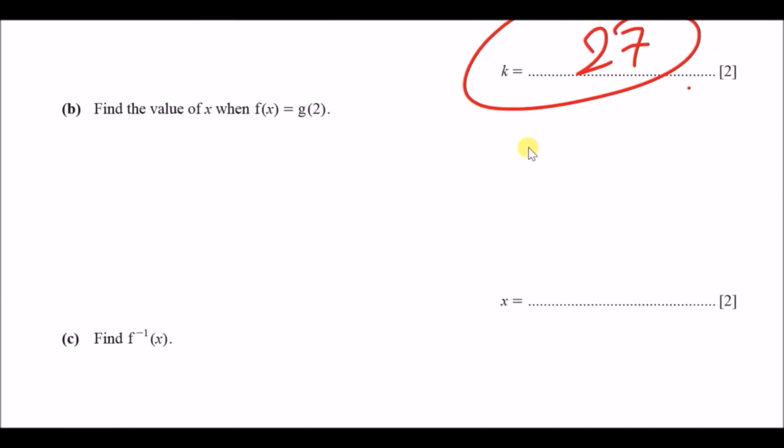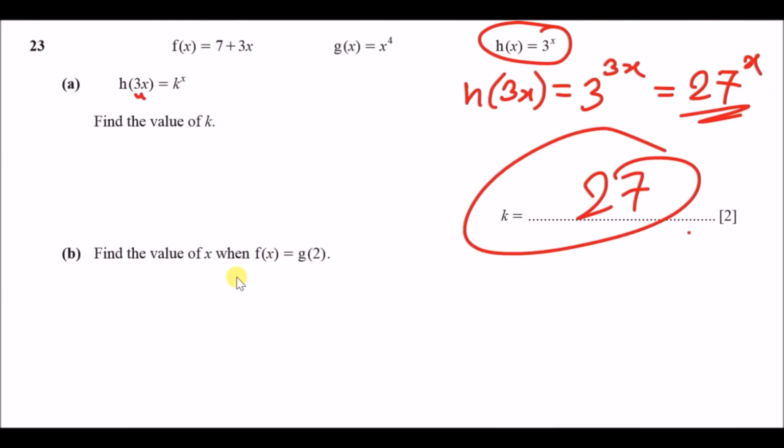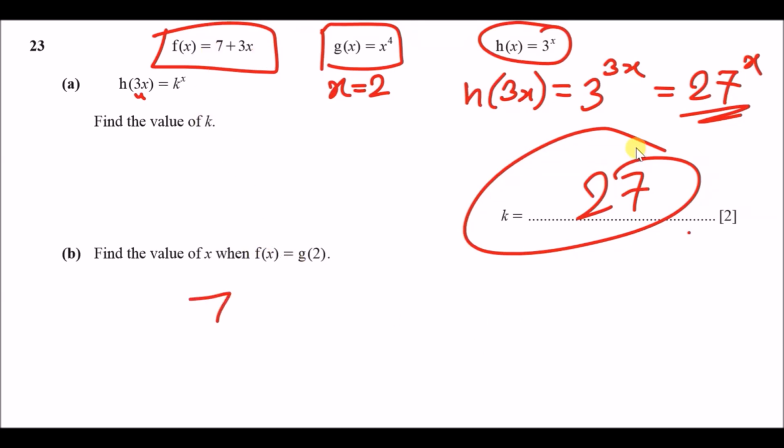Now b. Find the value of x when the function f(x) equals g at the point 2. So essentially, you just have to equate f(x) with g(x), but replace g(x) with an x value of 2. Let's try that out, yeah? So let's replace f(x) with 7 plus 3x, and make it equal to the g function when x is 2. So we've got 2 to the power 4, and 2 to the power 4 is 16.